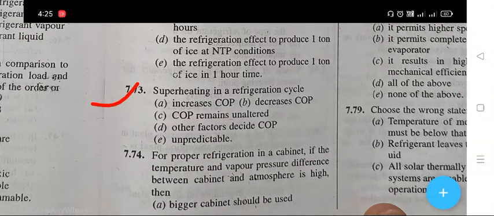The next question is superheating in a refrigeration cycle. Superheating in a refrigeration cycle. The right answer is B, that is it decreases COP.